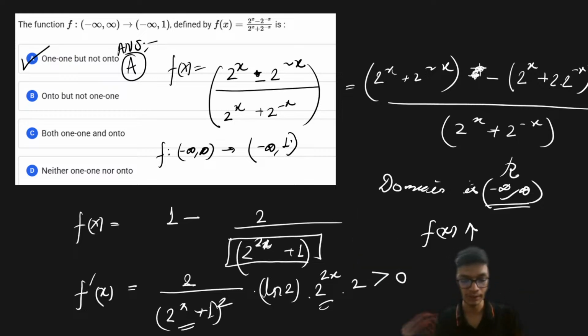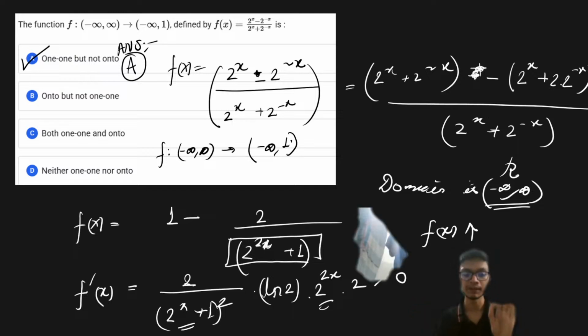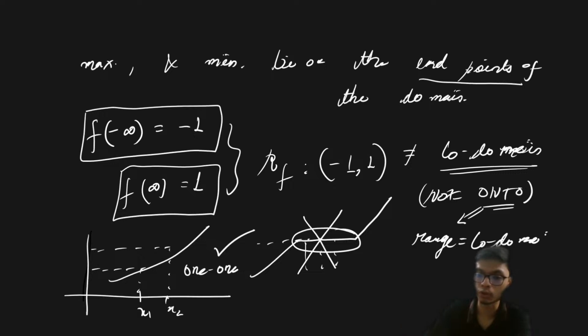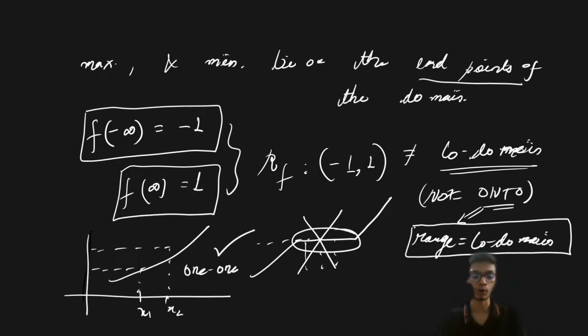Once we are able to make sure that the function is an increasing function, it is definitely a one-one function. Okay, so I hope this part is clear. And for an onto function, your range should be equal to the codomain. I hope this part is clear. So whenever your range is equal to the codomain, only then is it an onto function.